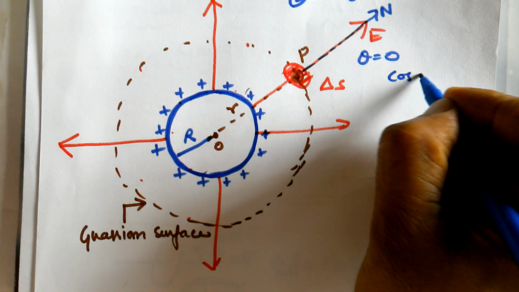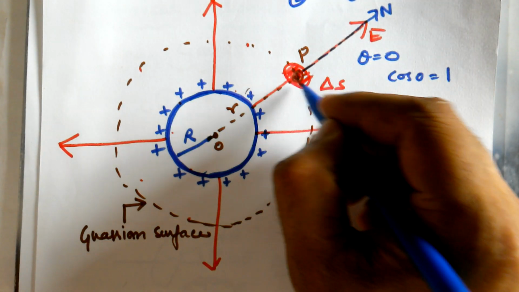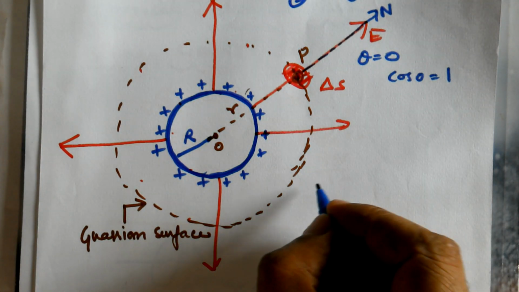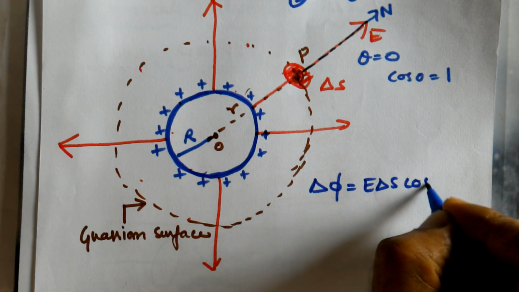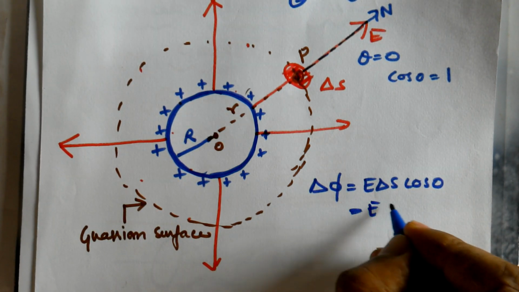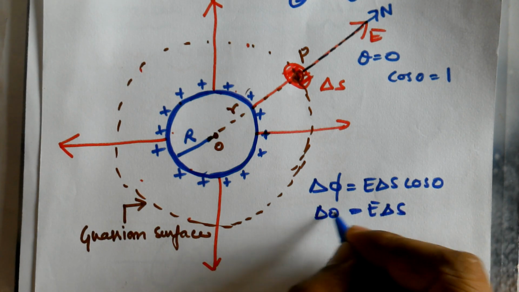Theta is 0, cos 0 is 1. So what is the flux through this small area? The flux through this small area is E delta S cos 0, that is equal to E delta S. That is the flux through the small area.